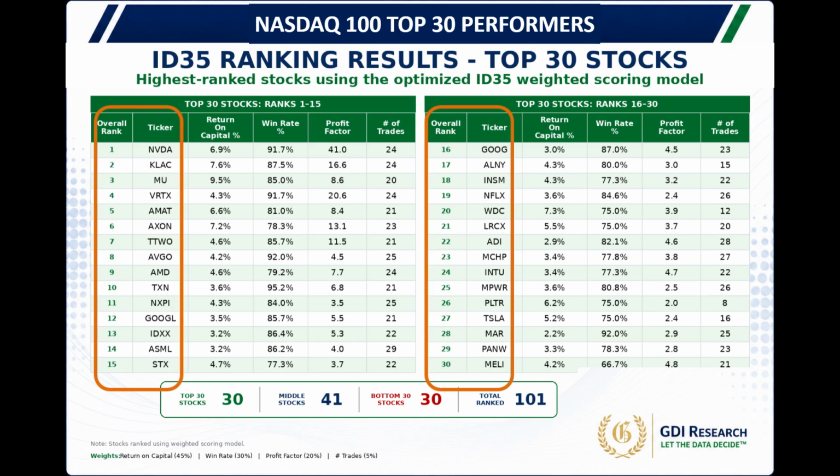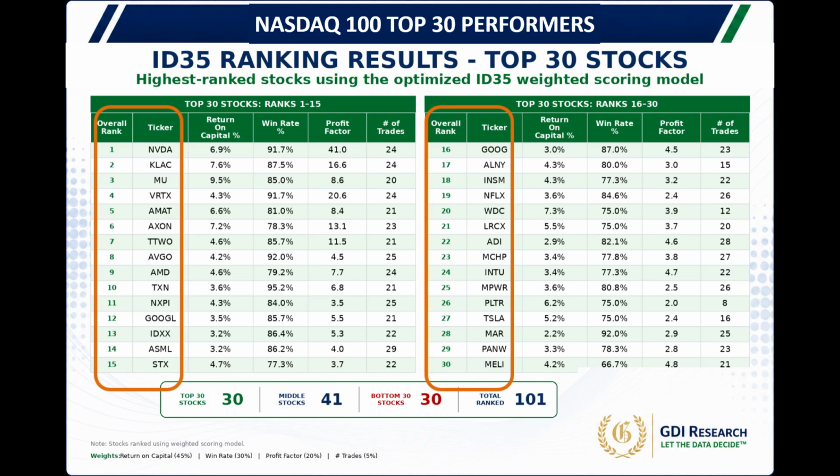One of the first surprises was that the highest-ranked stocks did not necessarily have the highest win rates. At first glance, that may seem counterintuitive. However, a successful trading strategy is about much more than simply winning the greatest number of trades. Return on capital, profit factor, and the consistency of those returns are equally important. That's why the final rankings are based on a balanced evaluation of several performance measures rather than any single statistic.